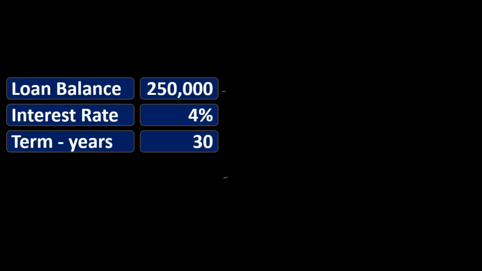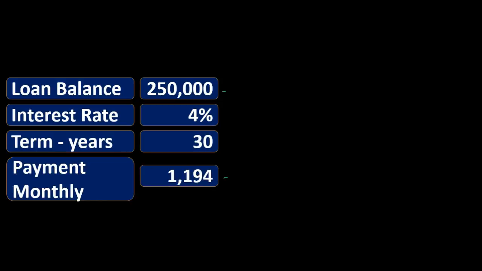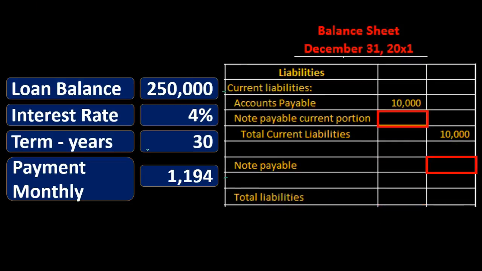If we have a loan of $250,000, 4% interest, 30-year loan, the payment is going to be $1,194. So we're going to pay $1,194 for 30 years to pay off this loan. Now, if we're thinking about the current portion versus the long-term portion, that's what we need to break out. How much are we going to put up here in the liabilities section for the current portion versus down here for the long-term portion? We know the current portion definition means that we're going to pay it within a year.